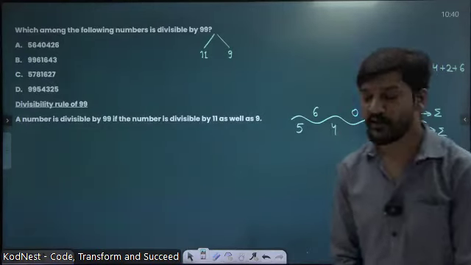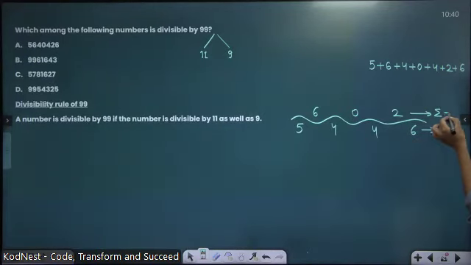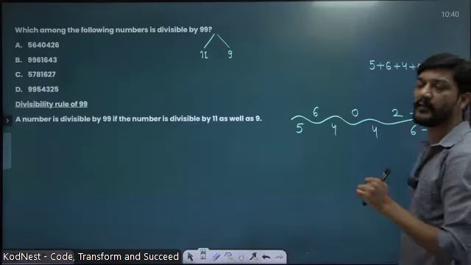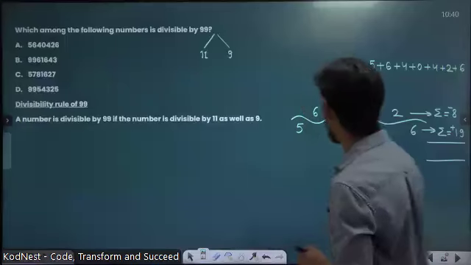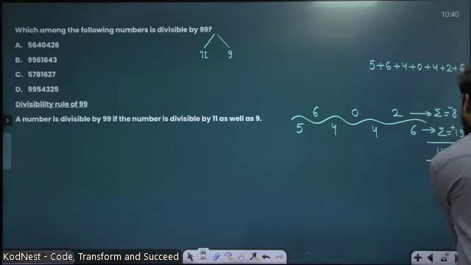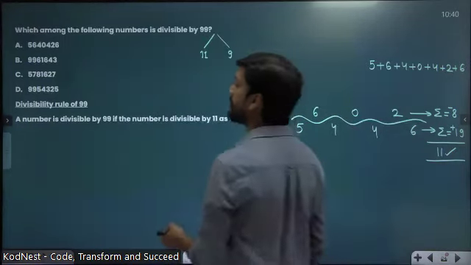So please answer. Top side sum 8. Bottom side 10 and 19. As I told you, one should be plus, one should be minus. Take the higher value positive, bottom lower value negative. What is the overall value? Plus 19 minus 8. How much? 11. 11 is divisible. Let's apply for B option also.